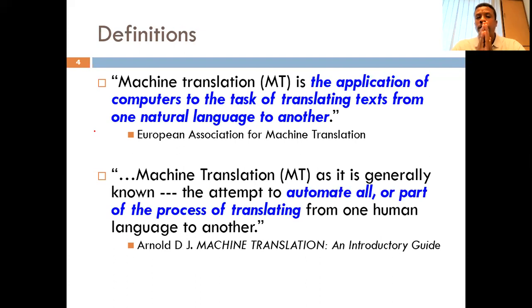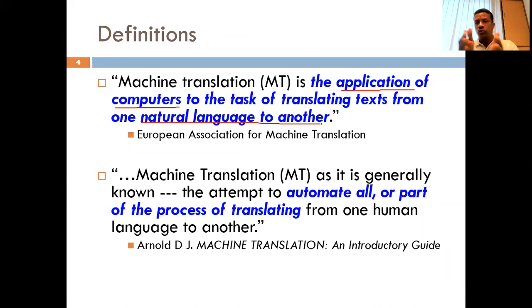And the first one says machine translation is the application of a computer, you see, because we're talking about a computational system. It is the application of a computer to the task of translating text from one natural language to the other, which means machine translation means using a computer program or a computer application for the task of converting or translating a text from one language to the other.